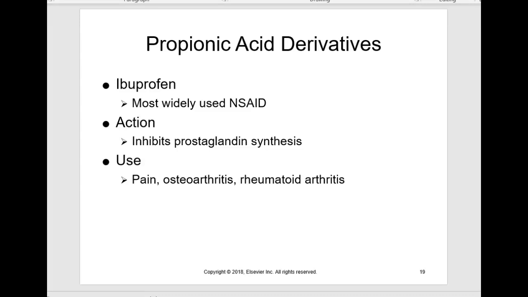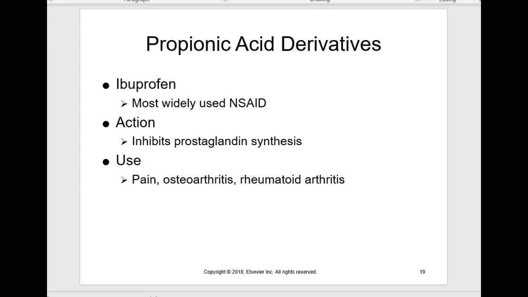Drugs in this group are highly protein-bound, so drug interactions might occur, especially when given with other highly protein-bound drugs. Severe adverse reactions, such as blood dyscrasias, are not frequently seen with propionic acid derivatives. Your prototype propionic acid derivative is ibuprofen. It is the most widely used NSAID, and so that is the one that we're going to have as your prototype for this classification.